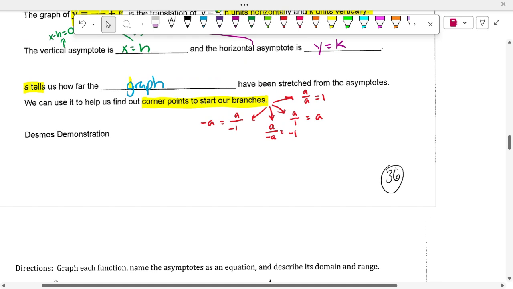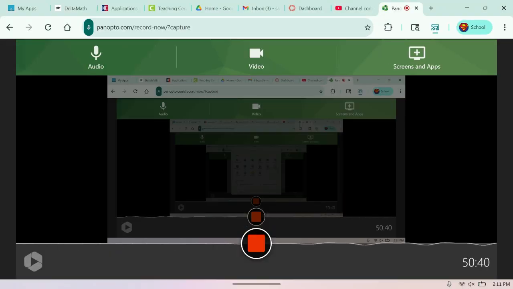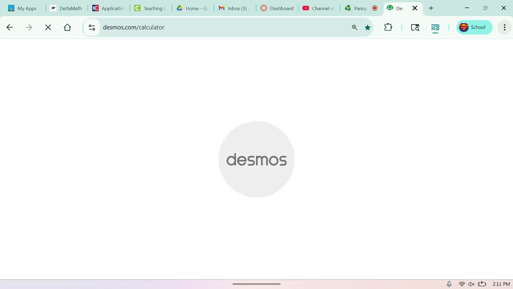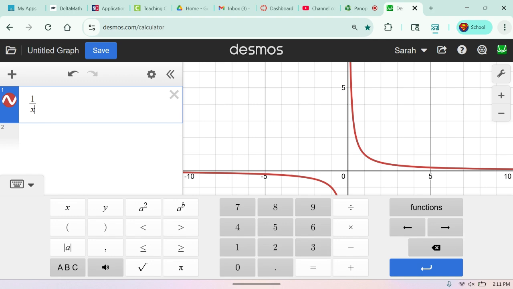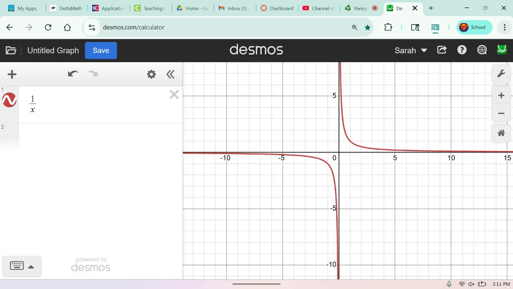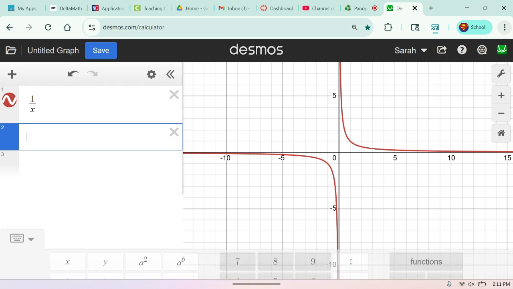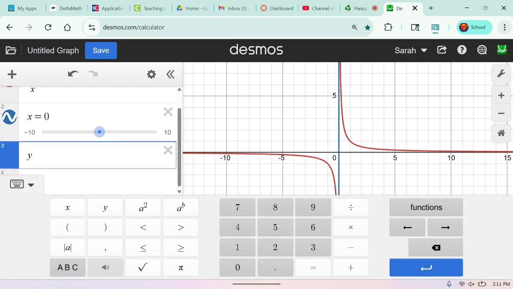Now you don't need to do this, but I want you guys to look at Desmos. Well, look at me pulling up Desmos real quick. So let's say I graph that exact same function that we just graphed. All right, here's what it looks like. Pretty much looks exactly like how I graphed it on the other page. Now I'm going to put in the asymptotes. So x equals 0 and y equals 0.